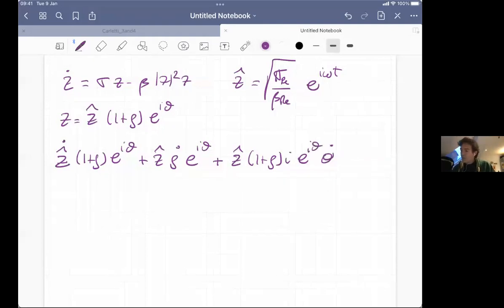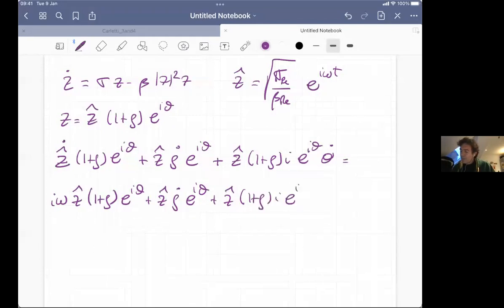Okay, and just remember what we did previously: the derivative of Z hat is just i omega Z hat. So I replace the first term by i omega Z hat (1 plus rho) e^{i theta}, plus Z hat rho dot e^{i theta}, plus Z hat (1 plus rho) i e^{i theta} theta dot. Okay, and then you have to put also this potential solution on the right hand side and do all the computation. So let us do it.